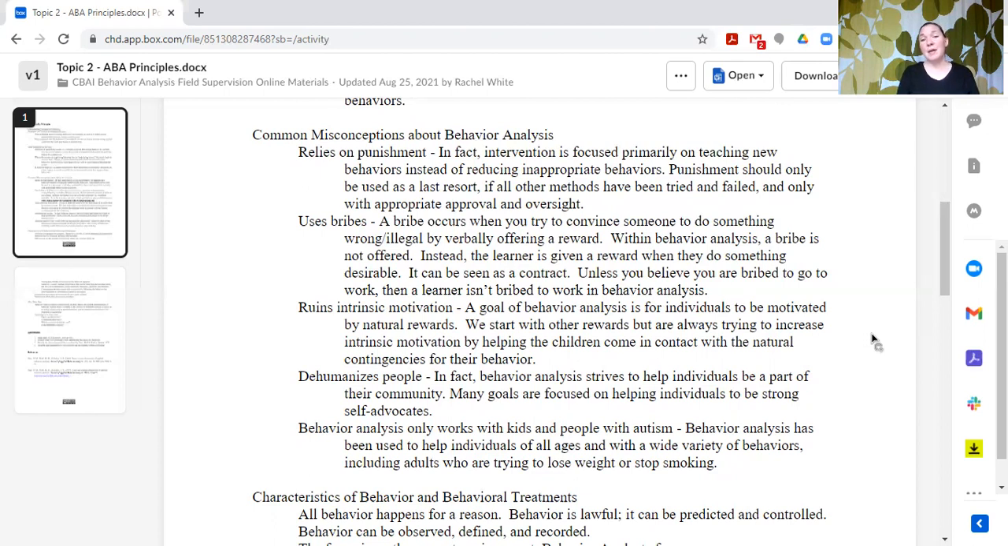Another misconception is that behavior analysts only work with kids with autism and people with developmental disabilities. However, the science of behavior analysis has been used to help people of all ages on a wide variety of behaviors, including quitting smoking, losing weight, exercising. Behavior analysis has been used in organizations to help increase safety on the job, to increase the use of seat belts.